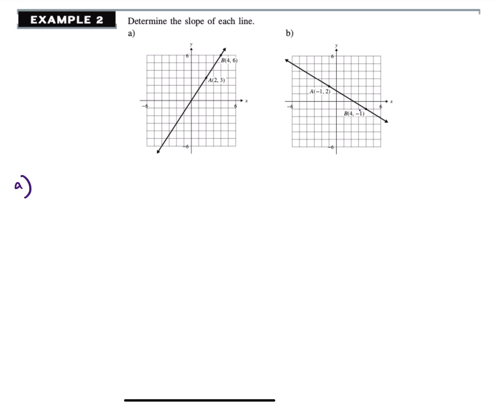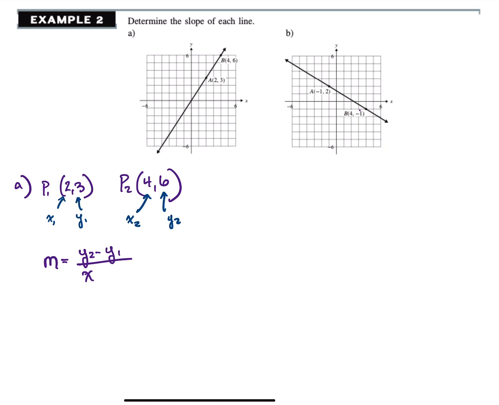So for graph A, I know it's kind of small. Point A, I'm going to call that point 1, is 2, 3, and our second point is 4, 6. So we can label these. I can call this 2 my x1, the 3 is my y1, this 4 I can call my x2, and 6 is y2. So let's recall the slope formula. Say that m equals y2 minus y1 over x2 minus x1.